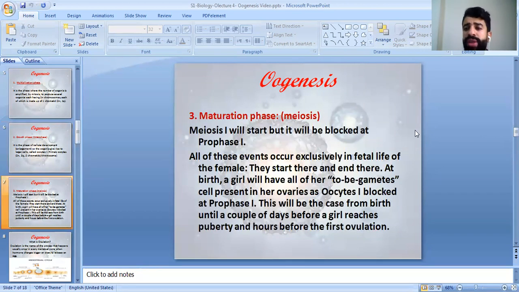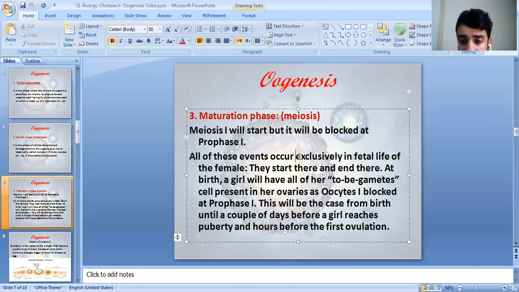The third phase is called the maturation, also referred to as meiosis. Meiosis 1 will start, but it will be blocked at prophase 1. It doesn't continue. All these events occur exclusively in the fetal life of the female. So it doesn't happen in males for sure.